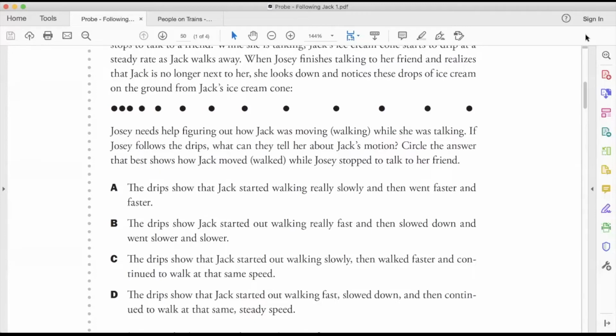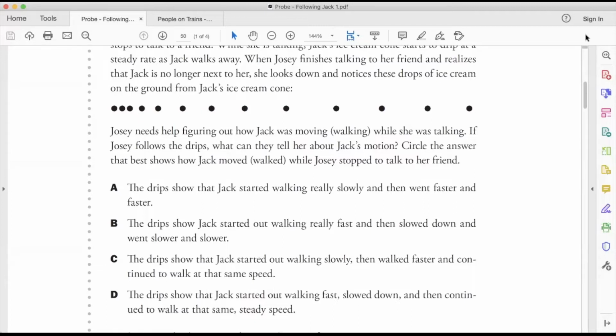I'm going to skip C because I really like C. But let's look at D real quick. The drips show that Jack started out walking fast, slowed down, and then continued to walk at the same steady speed. The second half of that's great. It is a steady speed at the end because they have the same distance apart. But he didn't start out fast because they're really close together. So that brings us to C, okay?